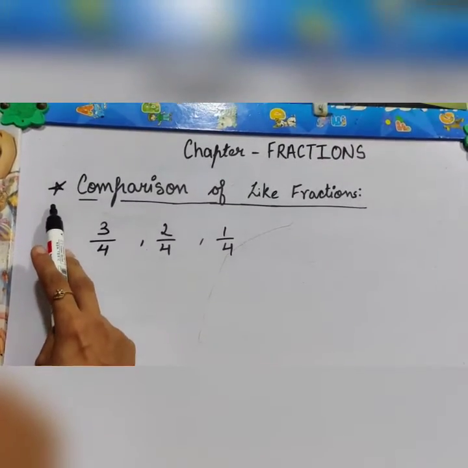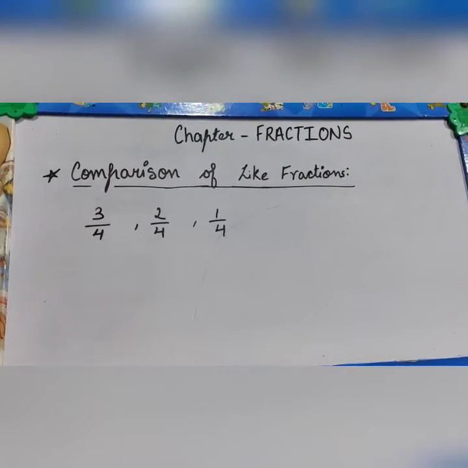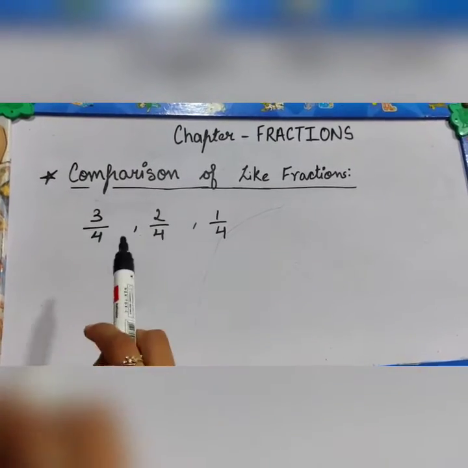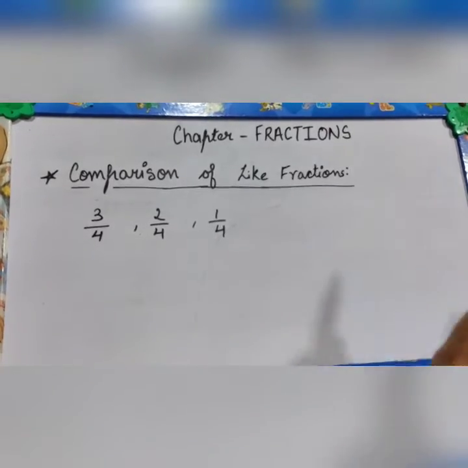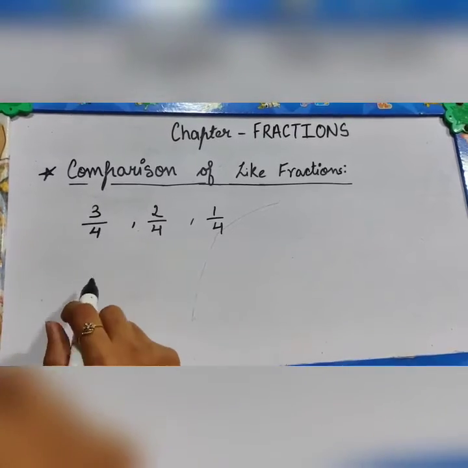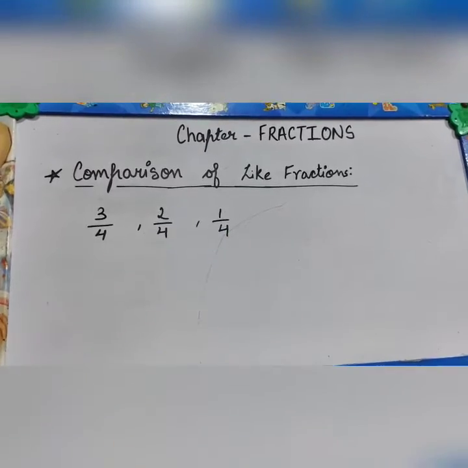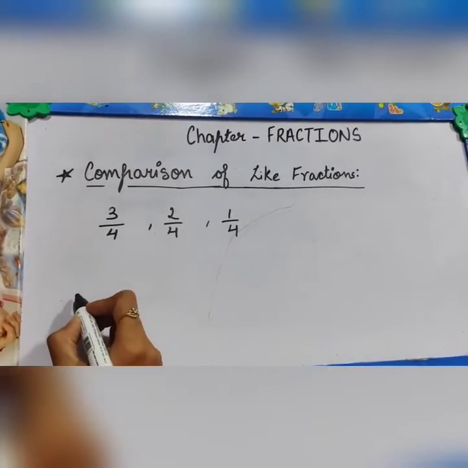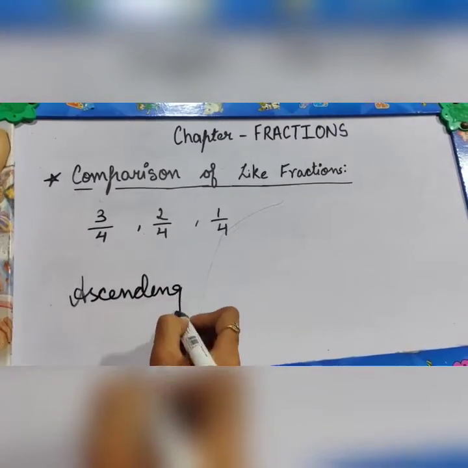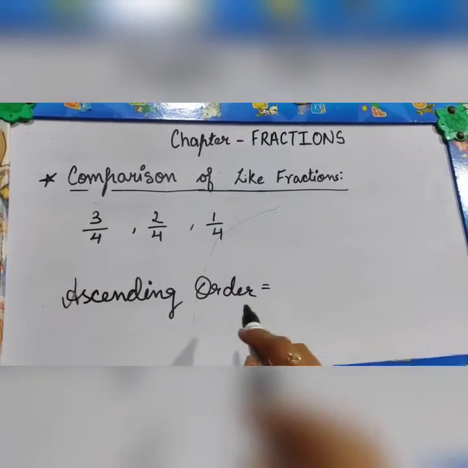Let us start with third topic, comparison of like fractions. So comparison means arranging the numbers in order. It can be from smaller to greater or greater to smaller. And we know like fractions are the fractions whose denominators are same. So our example is, we have 3 fractions, 3 by 4, 2 by 4 and 1 by 4. Let us first arrange these numbers in ascending order. Ascending order is from smaller to greater.